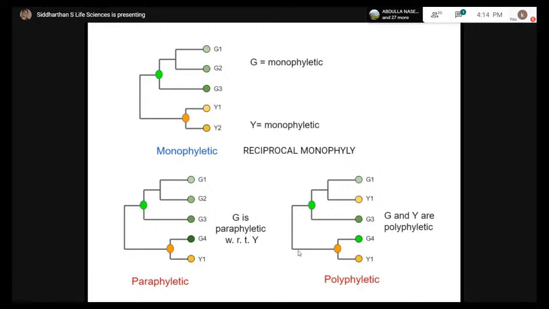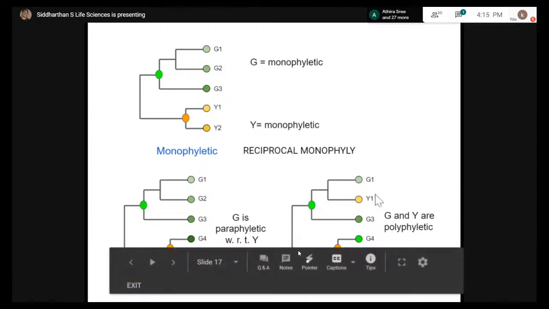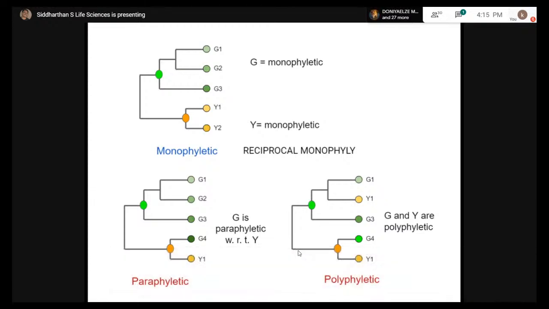So this is what we observe when building phylogenetic trees. We are looking for reciprocal monophyly, which indicates that a lineage is coming from one common ancestor. It's more likely that genus Y had one common ancestor which doesn't interfere with the ancestor of the genus G. So there are conditions called paraphyly and polyphyly, which we observe when we build phylogenetic trees.